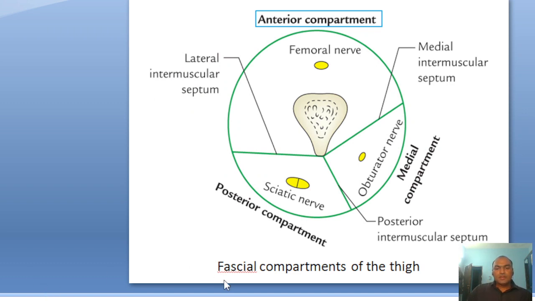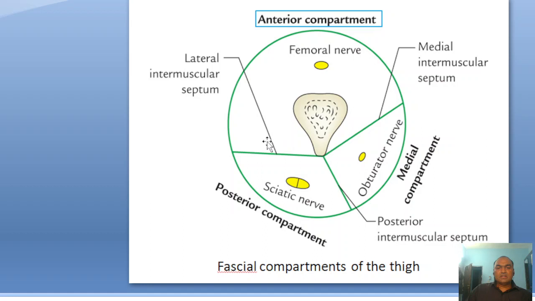In this diagram, these are the fascial compartments of thigh. The thigh is divided into three compartments by three septa: the lateral intermuscular septum, medial intermuscular septum and posterior intermuscular septum. These septa are all attached to the linea aspera of femur, or the posterior border of femur. So these fascial septa divide the thigh into three compartments.